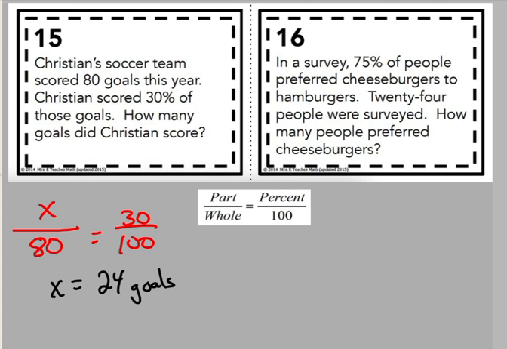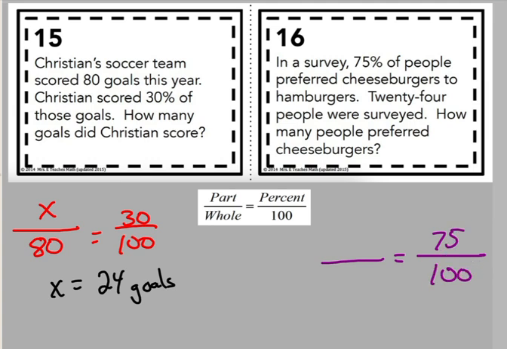All right, last one. Hopefully you've been doing well so far. In a survey, 75% of people preferred cheeseburgers to hamburgers. 24 people were surveyed. How many people prefer cheeseburgers? So again, it's all about figuring out where do each of those numbers go. Well, the 75 is easy. It's a percent, so it always goes over 100.